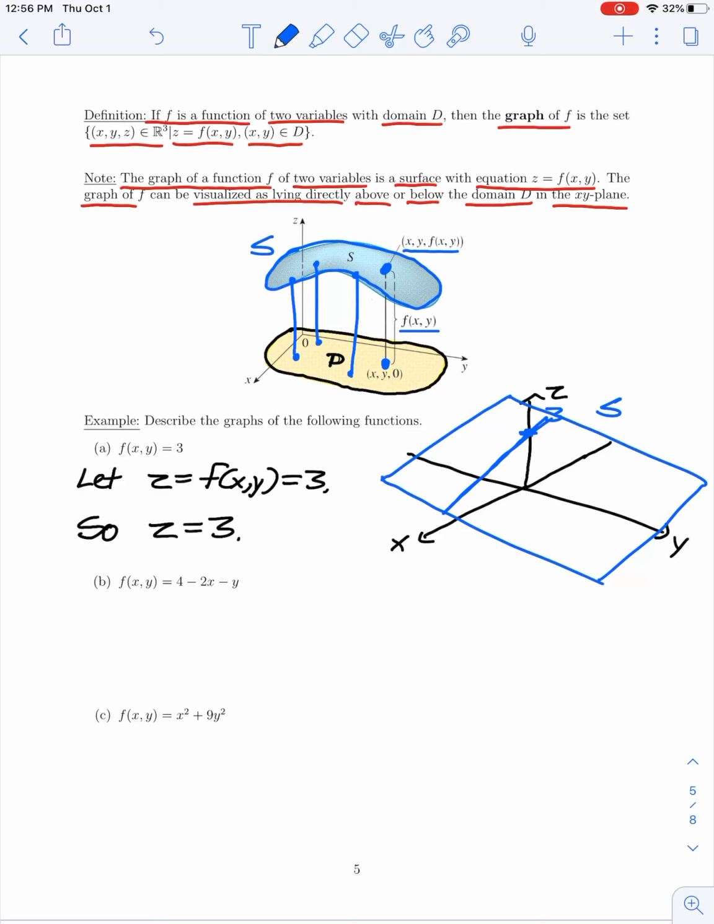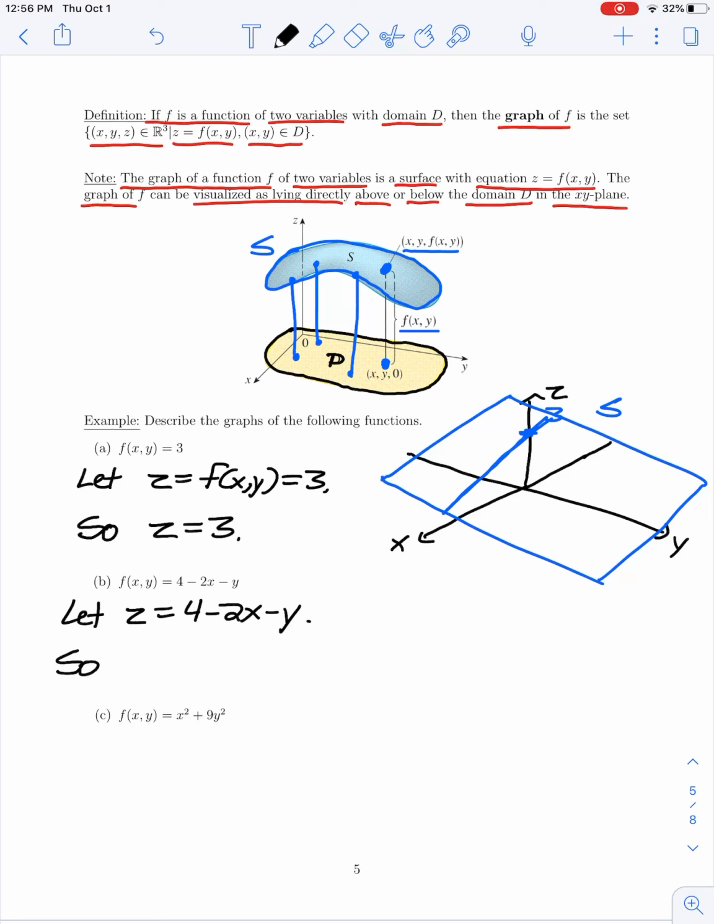Now in part B, we have the function f of xy is 4 minus 2x minus y. So the graph of this function would be the set of points in space such that z is equal to the value of our function, 4 minus 2x minus y.